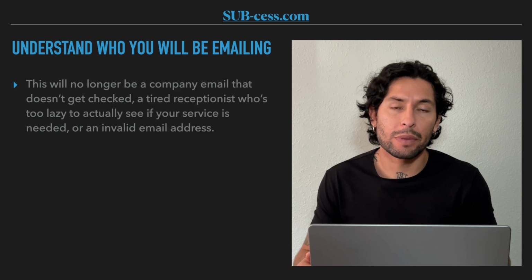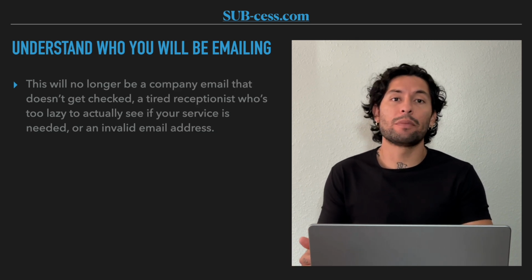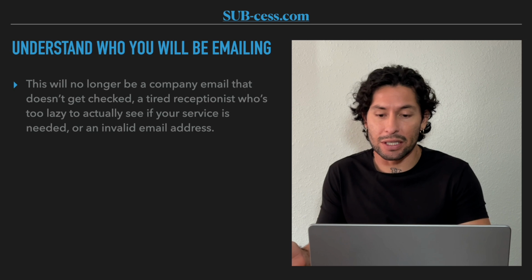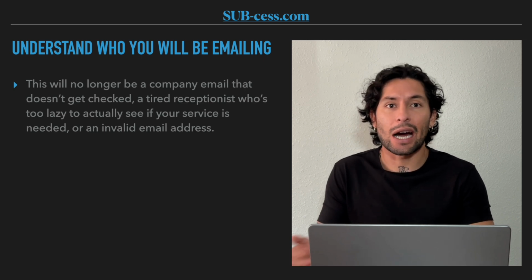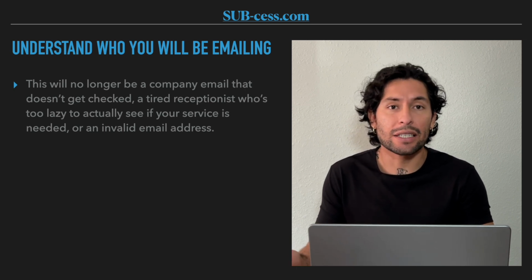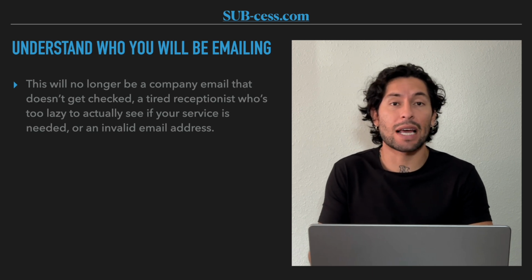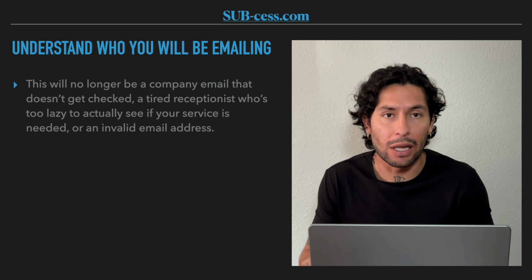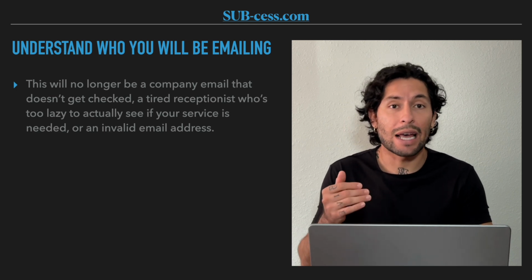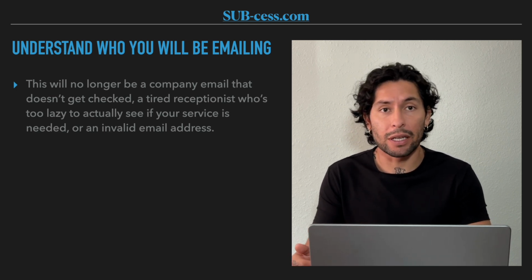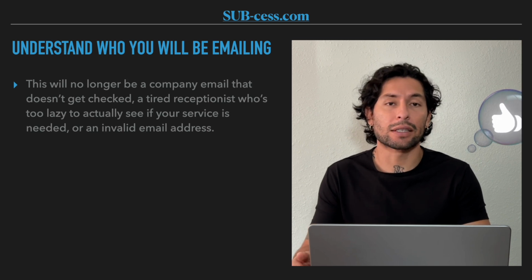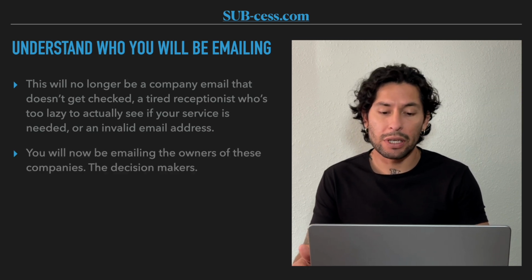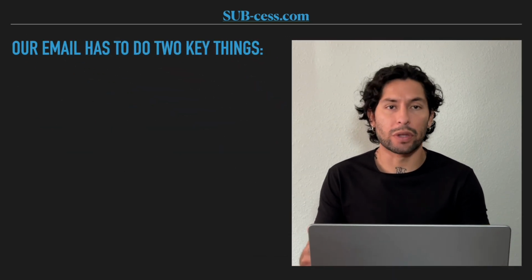So the email that you're going to be reaching out to is no longer going to be a company email that doesn't get checked. It's not going to be a tired receptionist who's too lazy to actually see if your service is needed or not. And it's definitely not going to be an invalid email address. Why? Because that email was pulled from a permit with the most recent contact information. So you are now going to be emailing the decision makers. And that's where the biggest difference happens with this method.